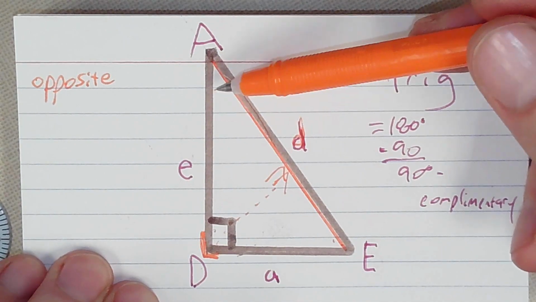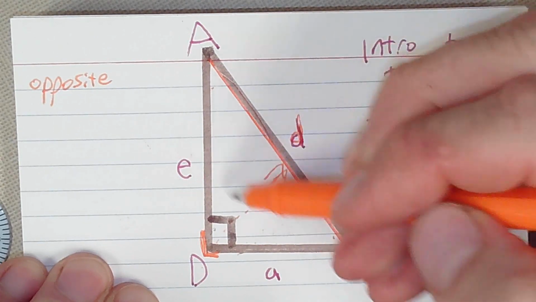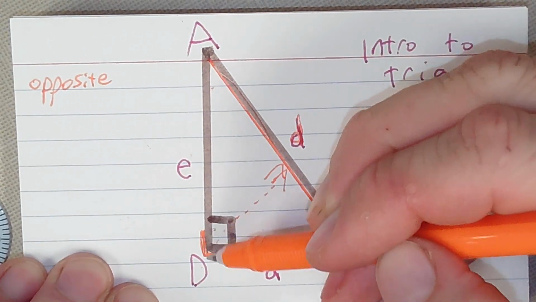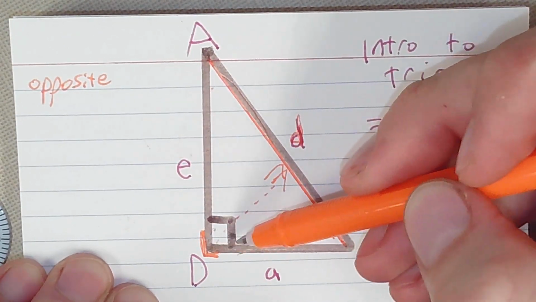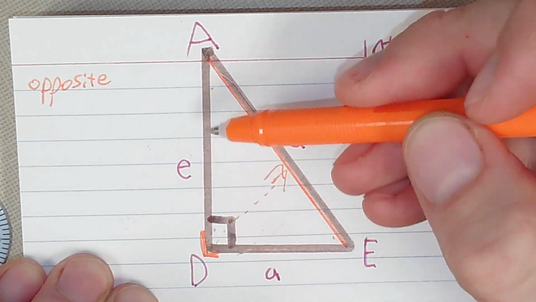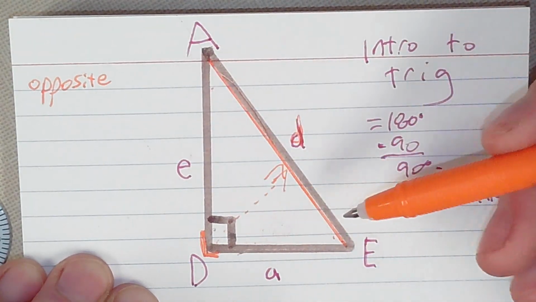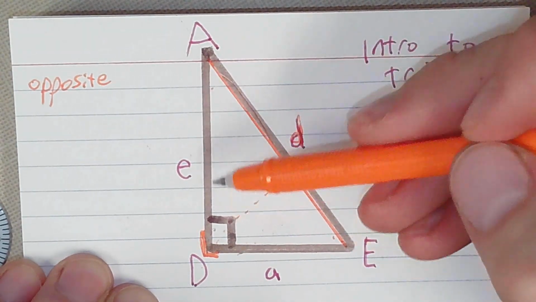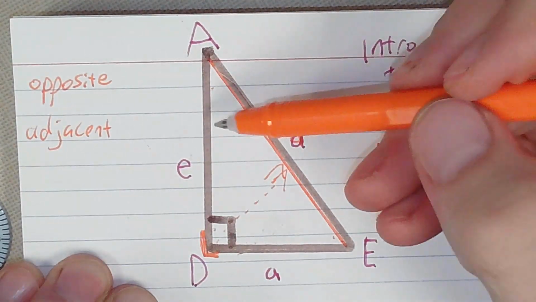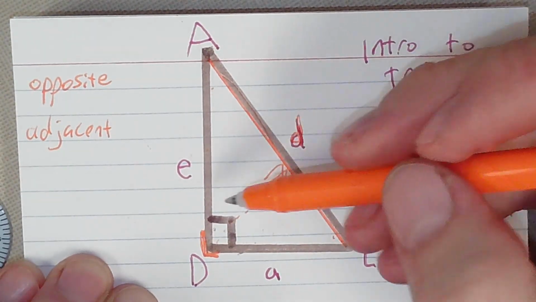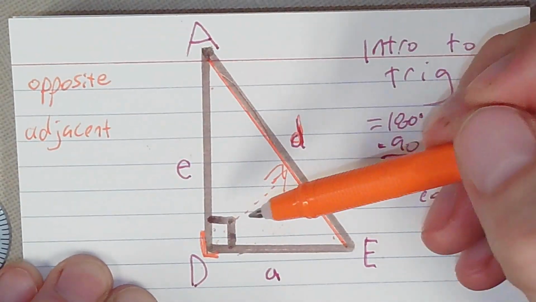Okay, but anyway, in either case, these legs here would be what we say are adjacent to D, meaning that they help make up D. They touch angle D. They're next to D. So line segment E and line segment A, or side E or side A, are adjacent to D. Right? So E and A are adjacent to D.